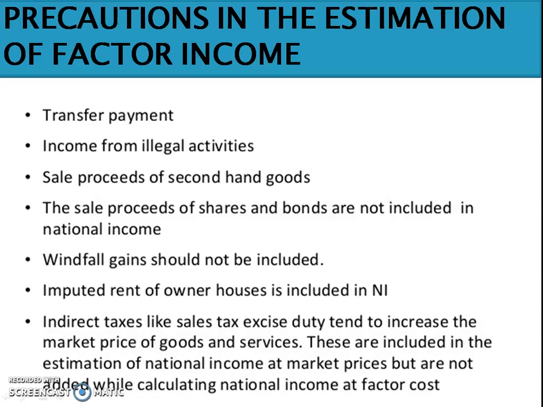Then the fourth one, capital gains, refers to income from the sale of second-hand goods and financial assets, or sale proceeds of shares and bonds. These are not included in national income accounting. Then windfall gains such as income from lotteries should not be included as they are not earned income. Then the sixth one, imputed rent of self-occupied accommodation should be included in the national income and should be estimated on the prevailing rent of similar property.